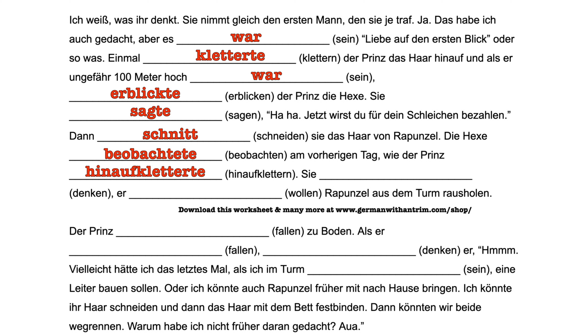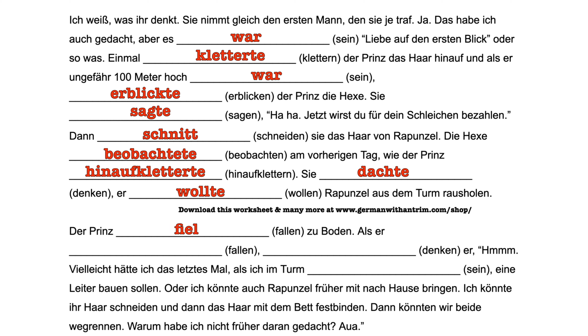Sie, and a form of denken. Denken in this case is going to change to dachte as its simple past form, or Präteritum form. That has a stem change, and again the te endings are part of that stem. Sie dachte, she thought. And a form of wollen that goes with wollte. Wollte Rapunzel aus dem Turm rausholen. She thought that he wanted to take Rapunzel out of the tower. Der Prinz, and a form of the verb fallen. Fallen is an irregular verb, and its stem changes to fiel. Since we're again talking about the prince, we don't have to add an ending, it's just fiel.